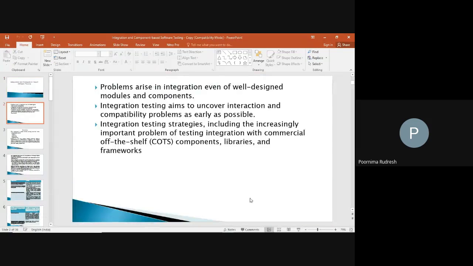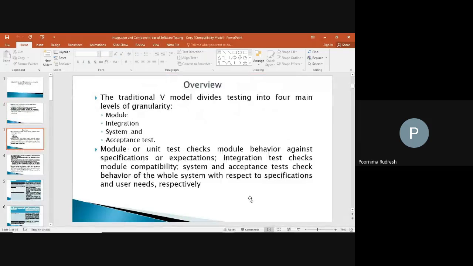As I said, I started with the overview of integration and component-based testing, because here we have the V model, and that is divided into four levels of granularity: module, integration, system, and acceptance test. So we have four different types of testing techniques, that is module testing, integration testing, system testing, and acceptance testing. And I explained what module testing, integration testing, system testing, and acceptance testing are.